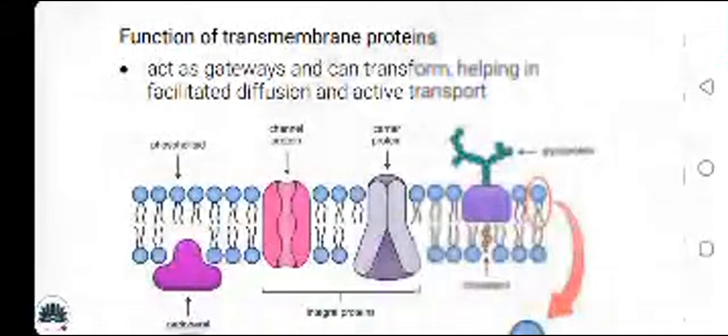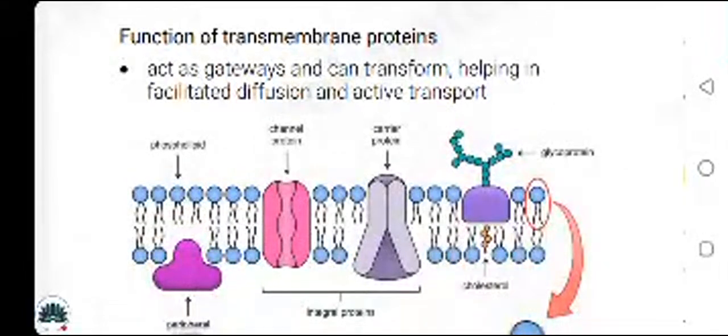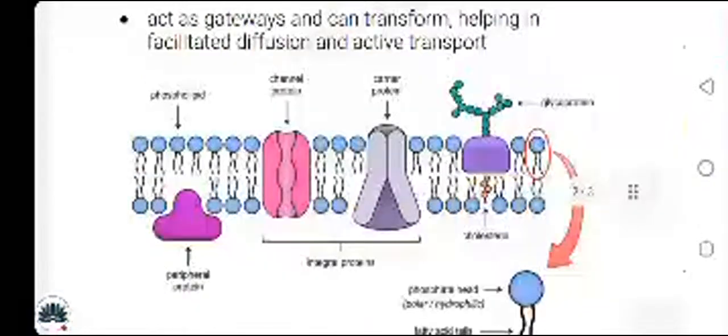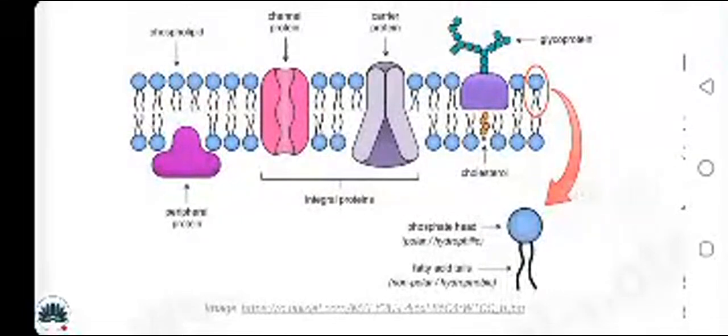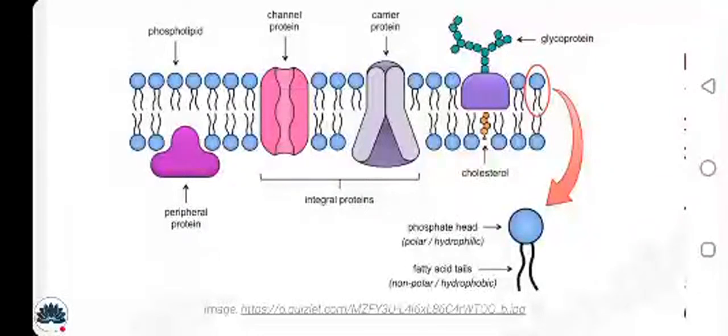Now moving towards the function of transmembrane proteins. Remember that there are two types of transmembrane proteins. They act as gateways and help in facilitated diffusion and active transport. As you can see from the diagram, the phospholipid is visible, the glycoprotein is visible, and the phosphate head. The fatty acid tails are also shown. The carrier protein and channel protein, these both are integral proteins.